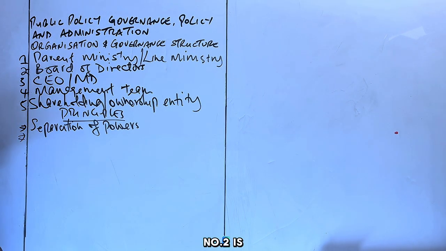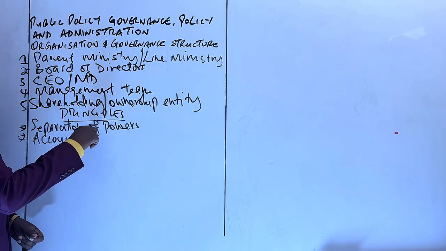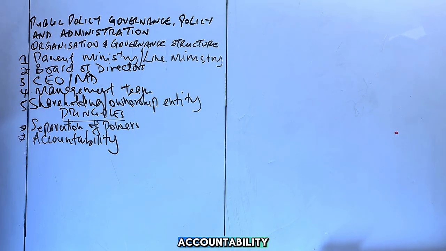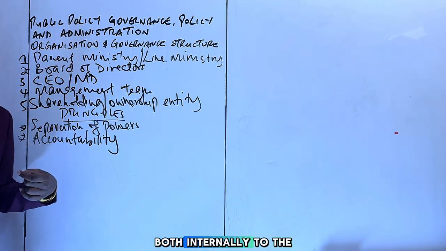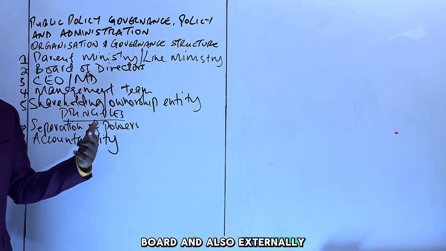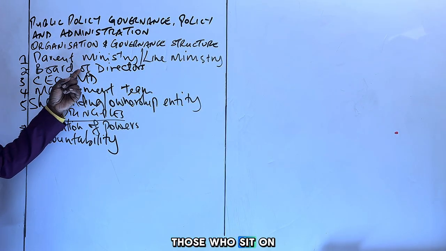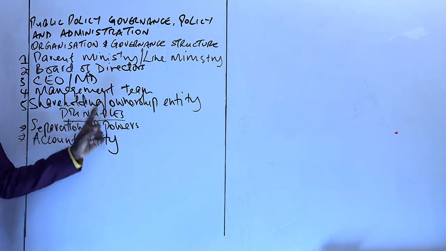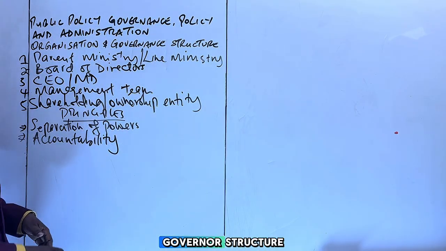Number 2 is accountability. Another principle, accountability. Each organ is answerable for its specific mandate, both internally to the board and also externally to Parliament, to auditors, and to the public. Those who sit on this organization structure, they are answerable, they are accountable. That is a principle guiding the governance structure.